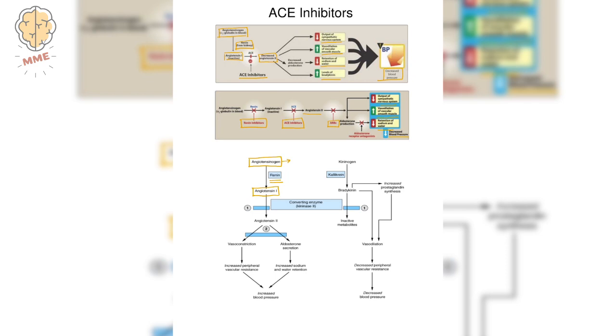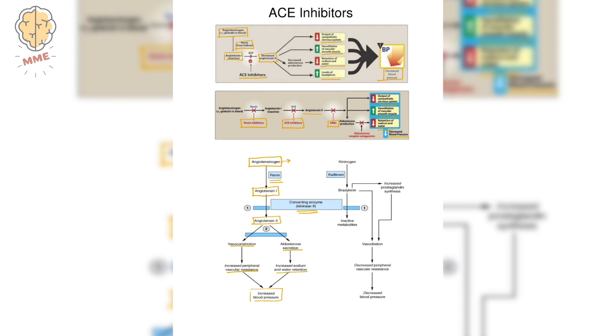Now, angiotensin 1 gets converted to angiotensin 2 by a converting enzyme called angiotensin converting enzyme, which is a kinase 2 enzyme. Now, angiotensin 2 vasoconstricts, and also it helps in secretion of aldosterone. Both of them increase peripheral vascular resistance and increase sodium and water retention, which increases blood pressure.